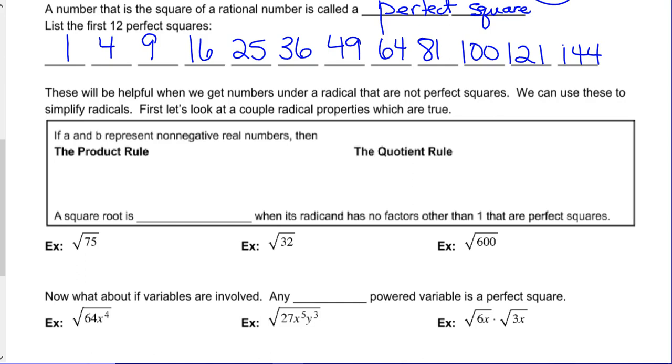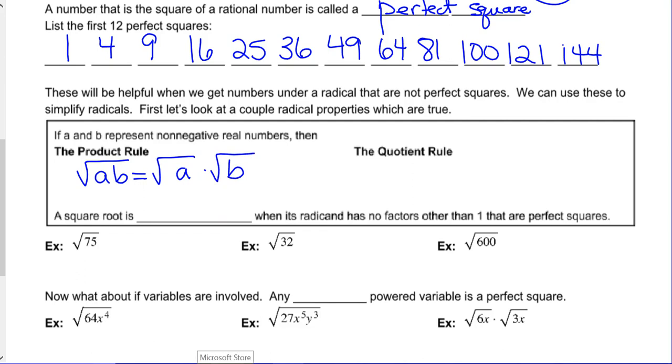First, let's look at a couple radical properties which are true. This is going to kind of get in what I used up there with that 1/9. The first one is called the product rule. If I have the square root of two things that are multiplied together underneath, this rule tells me I can separate them individually, square root them, and then multiply. And that's going to be very, very helpful when simplifying radicals.